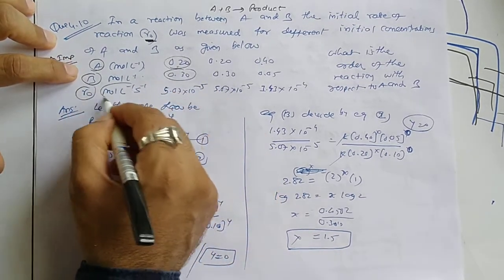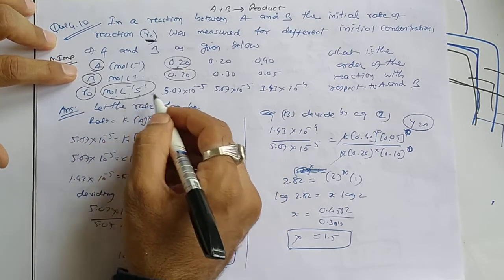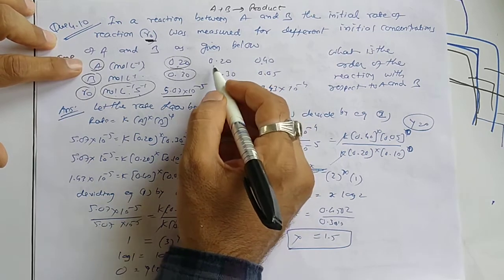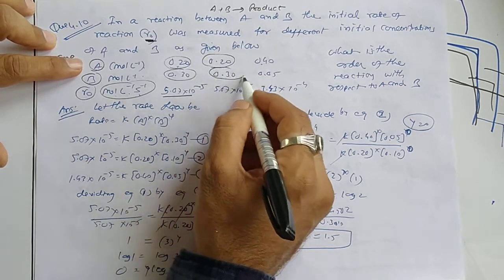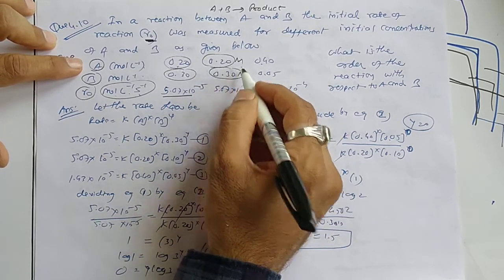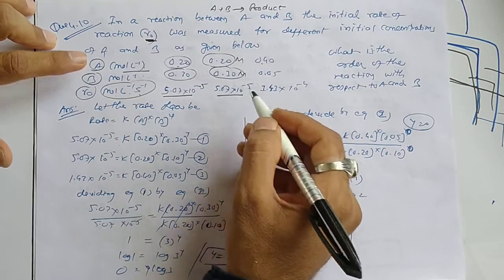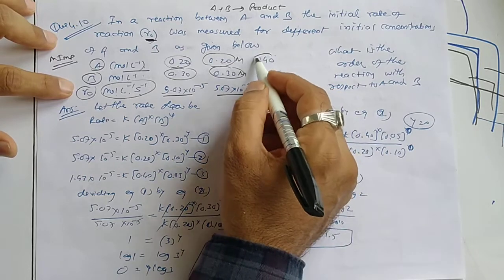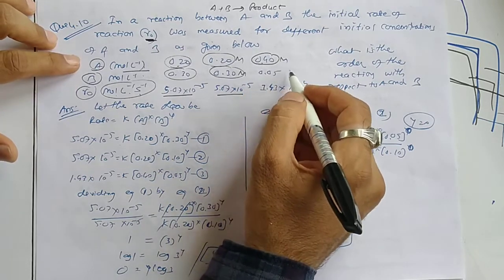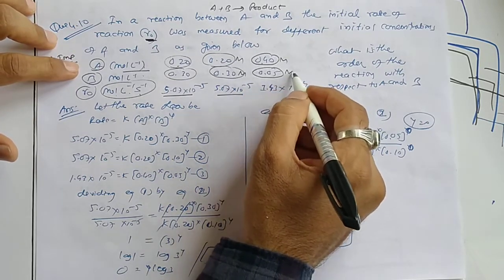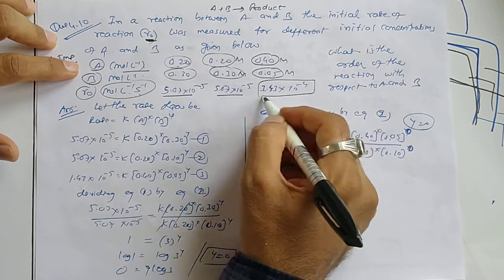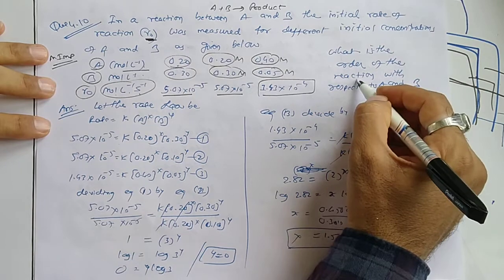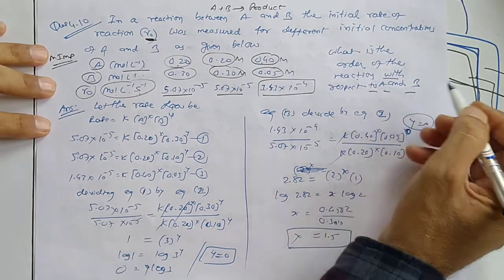So the rate of reaction in mole per liter per second is 5.07 × 10^-5. In the second experiment, A is taken 0.20 and B is 0.10 molarity, mole per liter. So the rate is 5.07 × 10^-5. If the initial concentration of A is 0.40 and of B is 0.05, then the rate is 1.43 × 10^-4. What is the order of the reaction with respect to A and B?